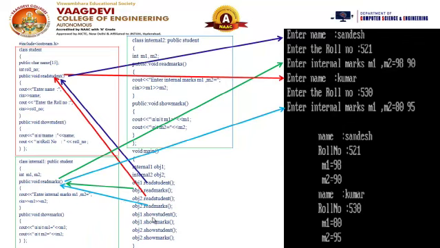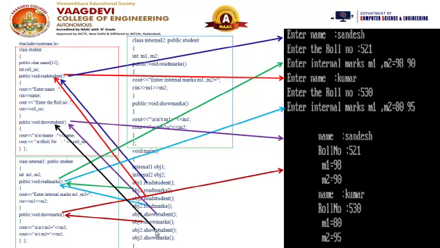These two statements print the name, roll number, and marks M1 and M2 of the obj1 object. And the next two statements print the name, roll number, and M1, M2 of the obj2 object. Then next we go to the compilation and execution part of this program.